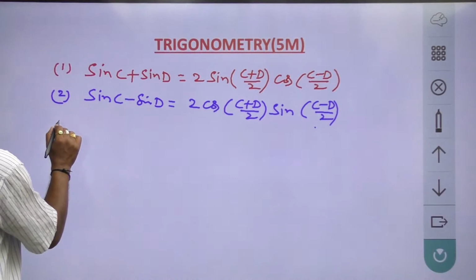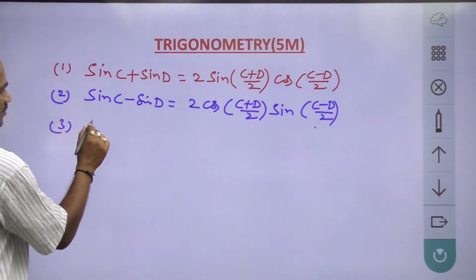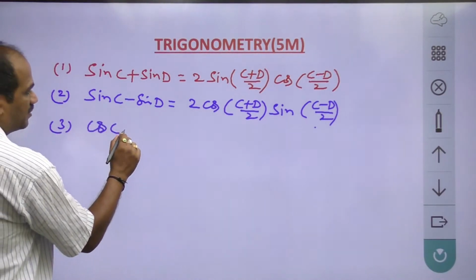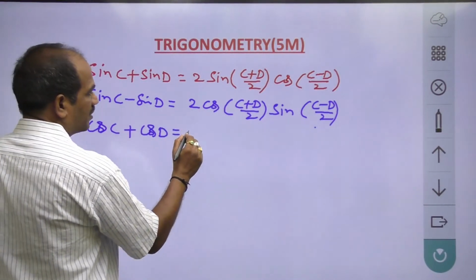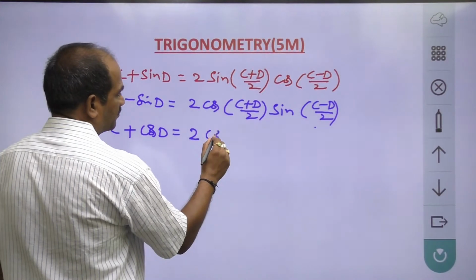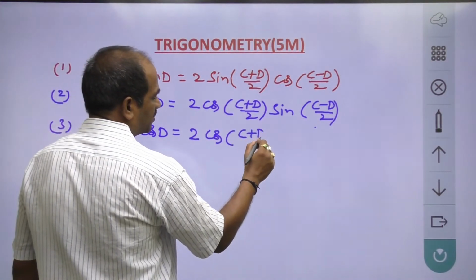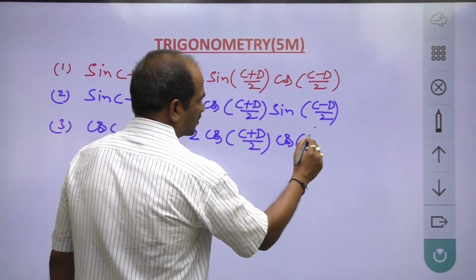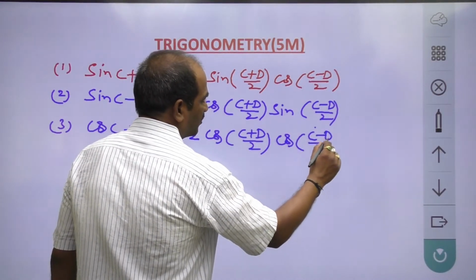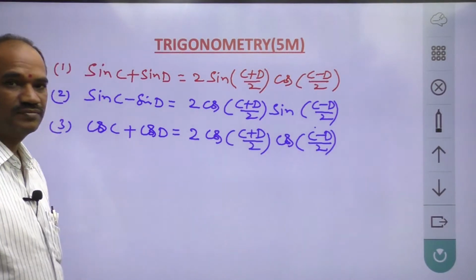In this third one, cos C plus cos D is equal to 2 into cos of (C plus D) by 2 into cos of (C minus D) by 2.